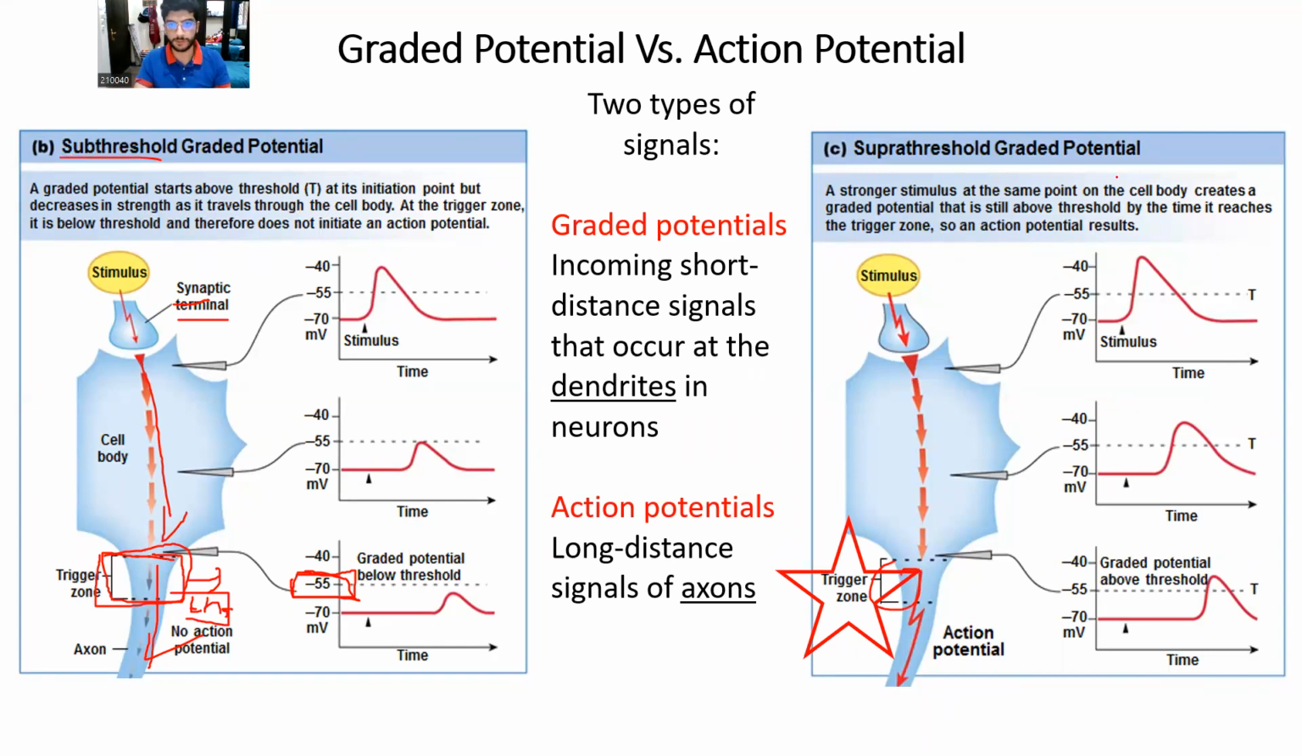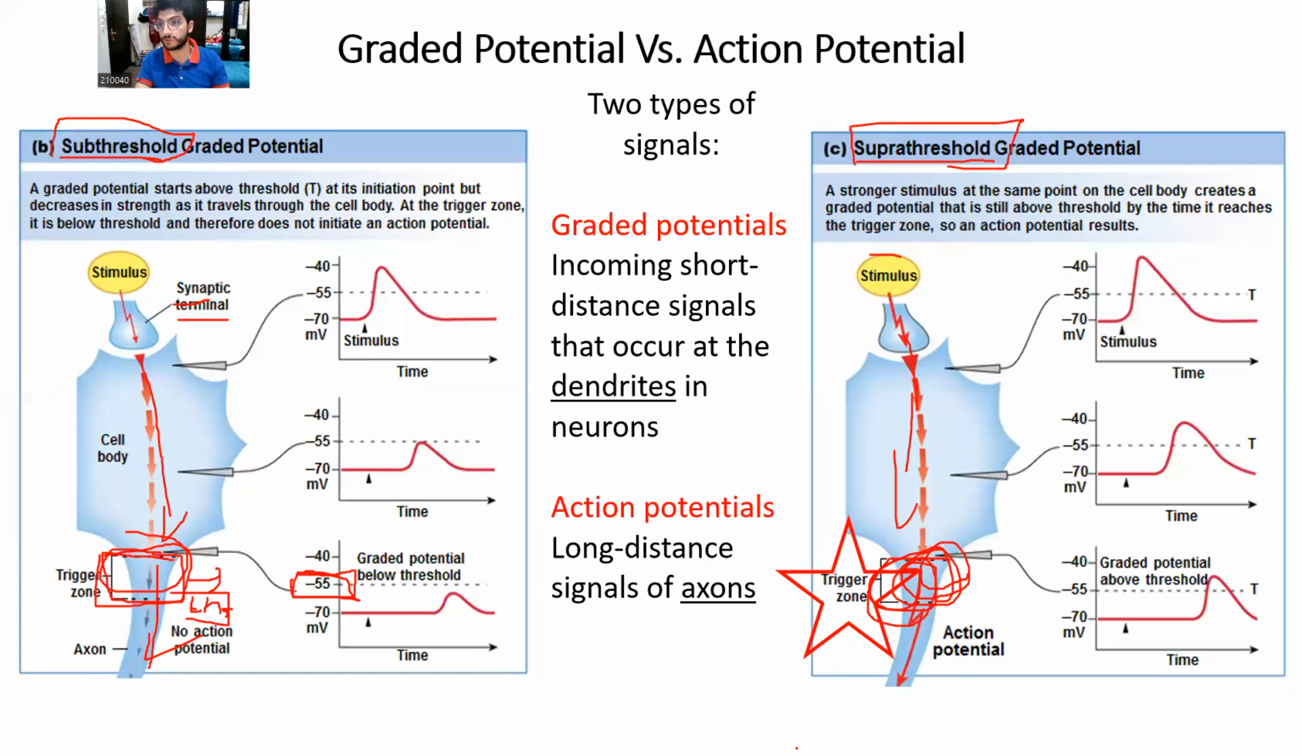Now, there are two types of graded potentials, as mentioned on the slide. There is a sub-threshold graded potential and a supra-threshold graded potential. What sub-threshold means is that the stimulus was not strong enough to reach this point to trigger the action potential. And what supra-threshold means is the opposite. It was very strong. It reached this point. The depolarization in the membrane over here was sufficient to trigger the action potential.